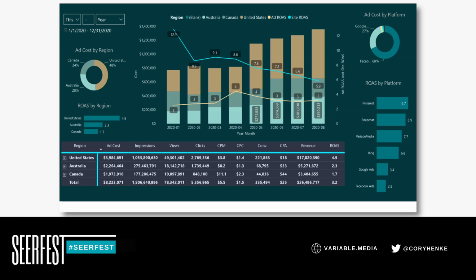To the right, you will see ad cost by platform and return on ad spend by platform. And in the middle here, we will begin to understand how our regions work across both ad return on ad spend and then site return on ad spend.